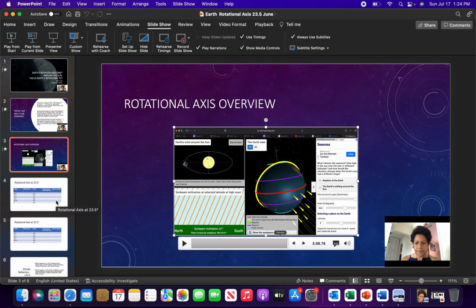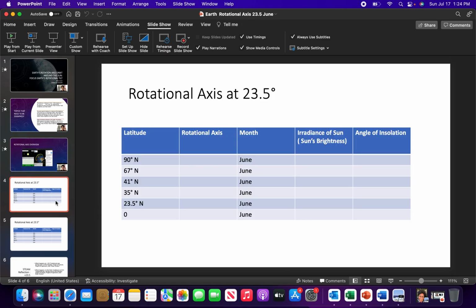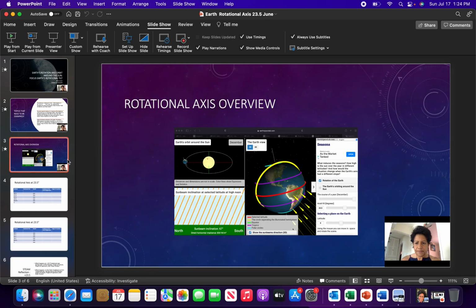So after watching the video, your students move on to the rotational axis of 23.5 at the northern latitudes, 90 north, 67 down to the equator. Then they move on to the rotational axis at 23.5 degrees angle. And one thing that I did not say, you can manipulate the axial tilt. You can manipulate the axial tilt at 23.5 degrees, at 35 degrees. You can manipulate it all throughout.